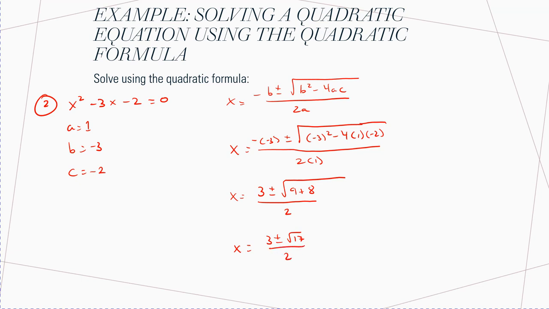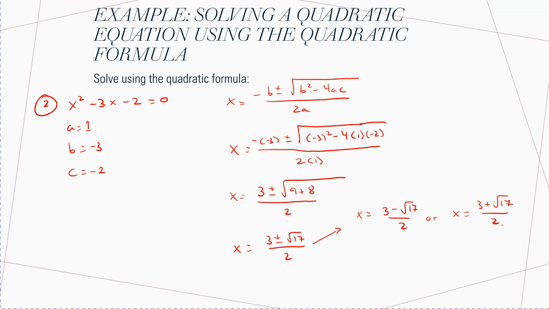2. And notice what you cannot do here is you cannot simplify under the radical. So if you can, going forward, if you can simplify under the radical, simplify under the radical. But we can't. So our two solutions are x is equal to 3 minus the square root of 17 over 2, or x is equal to 3 plus the square root of 17 over 2.